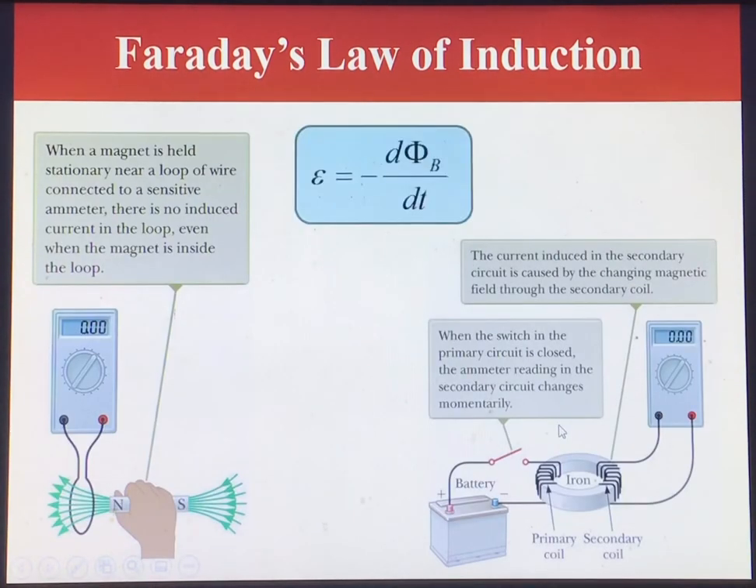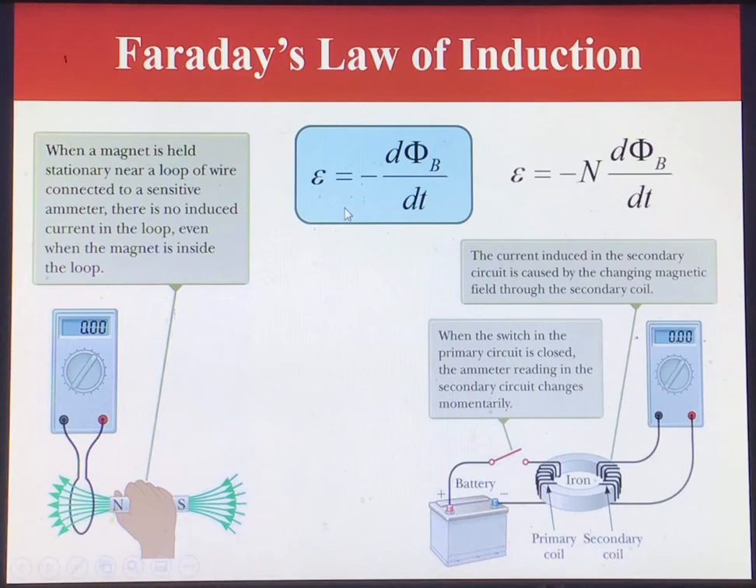Now, generally we can write down Faraday's law mathematically by means of this equation. It says that the induced voltage, or the induced electromotive force, is given as the negative derivative of the magnetic flux as a function of time. Again, there is a reason why there is a negative sign here. We'll talk about this in just a little bit.